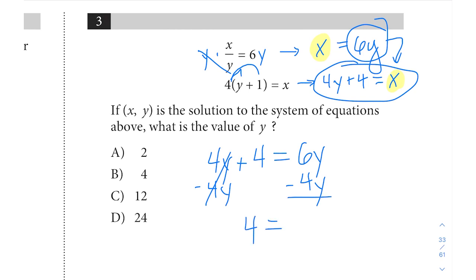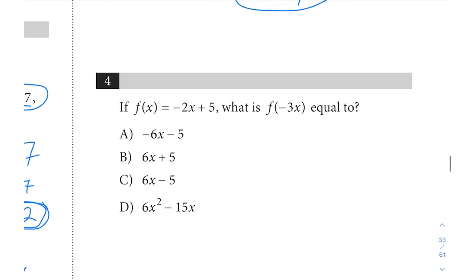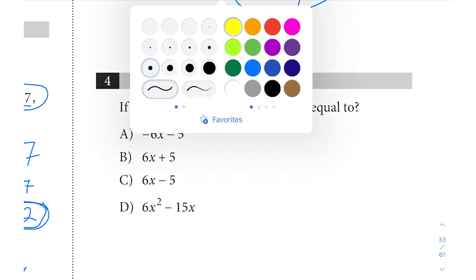And if we subtract 4y from both sides, we'll be left with 4 equals 2y. Divide by 2 on both sides, and we get y equals 2. Let's double check. What is the value of y is what they're asking for, and that's what we already found. So we can pick answer choice A and move on to question 4.